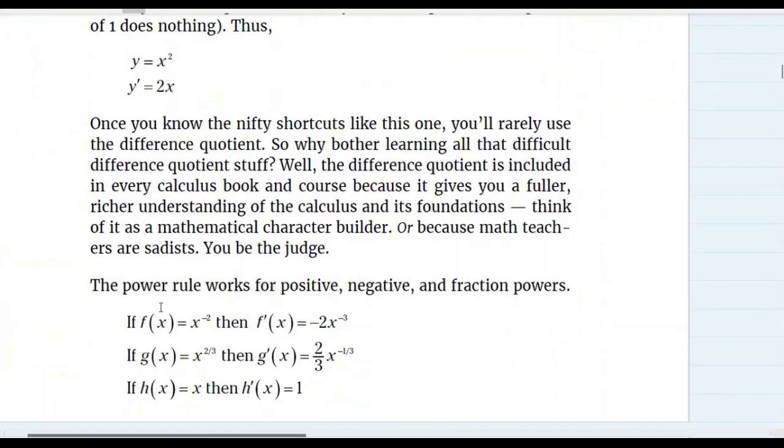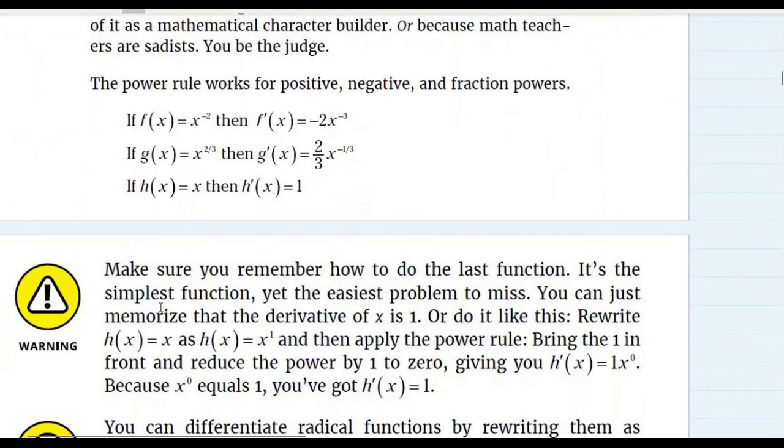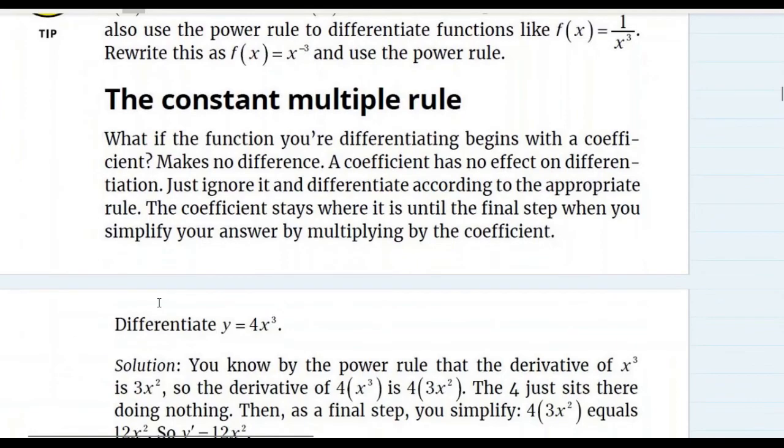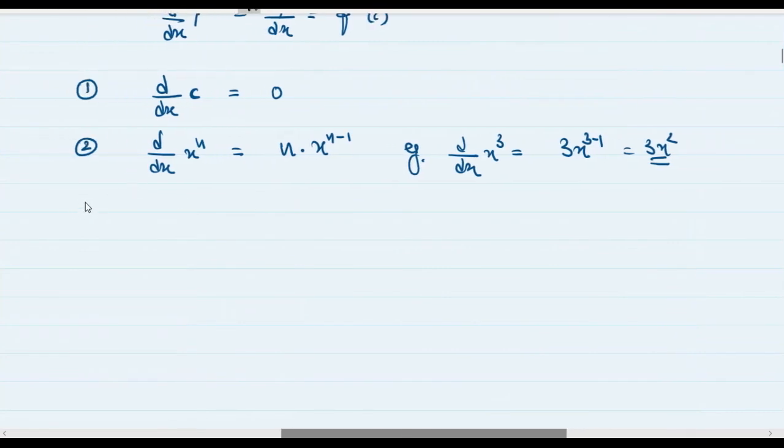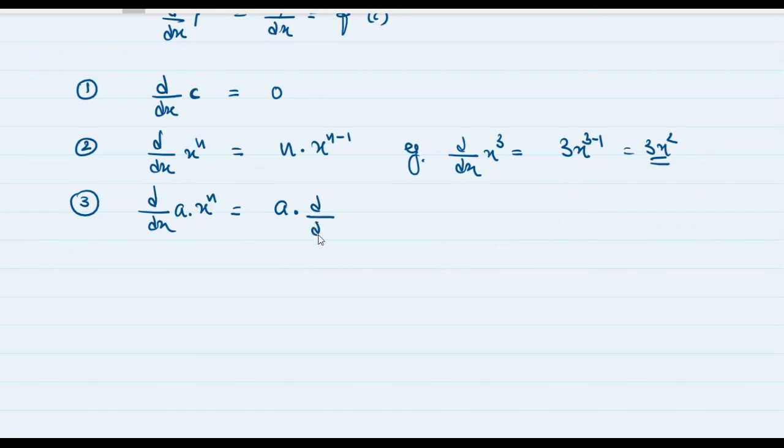The power rule works for positive, negative, fractional power, whatever power you have. Power rule always works. Always remember. The third rule is the constant multiple rule. Suppose you have d by dx of a into x raised to n, or a into x, anything. Then it will become a multiplied by d by dx of x raised to n. The constant which is multiplied with our algebraic expression just comes out of the derivative. So you get a multiplied by n x raised to n minus 1.